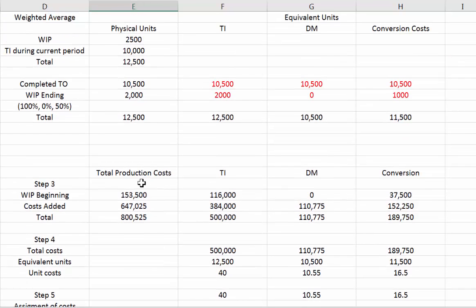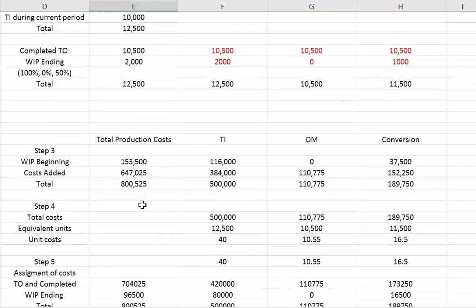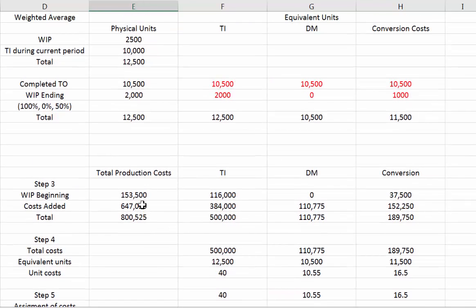The FIFO is kind of similar to this one, but you have to consider 3 different groups. Here you only have 2 groups, completed and transferred out, and WIP. But next you have to consider first in, first out. So that's actually the tricky part here.